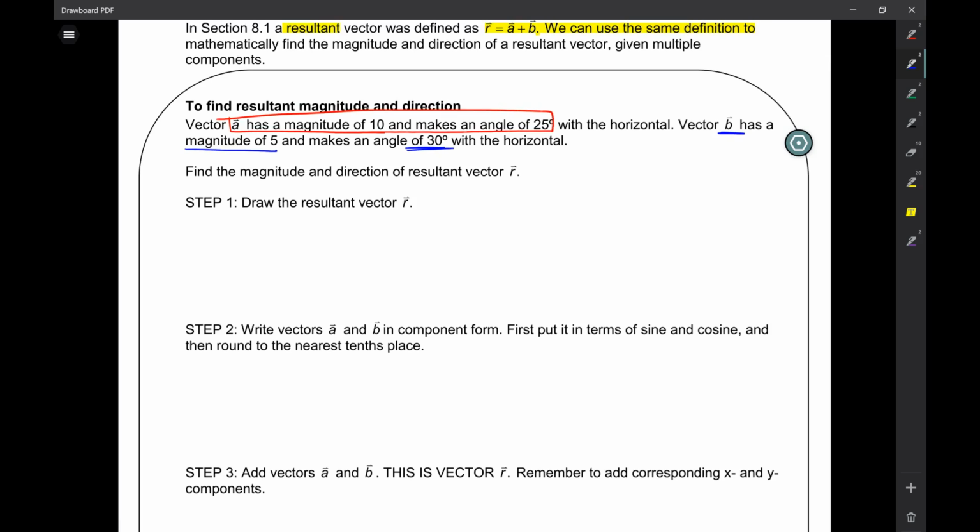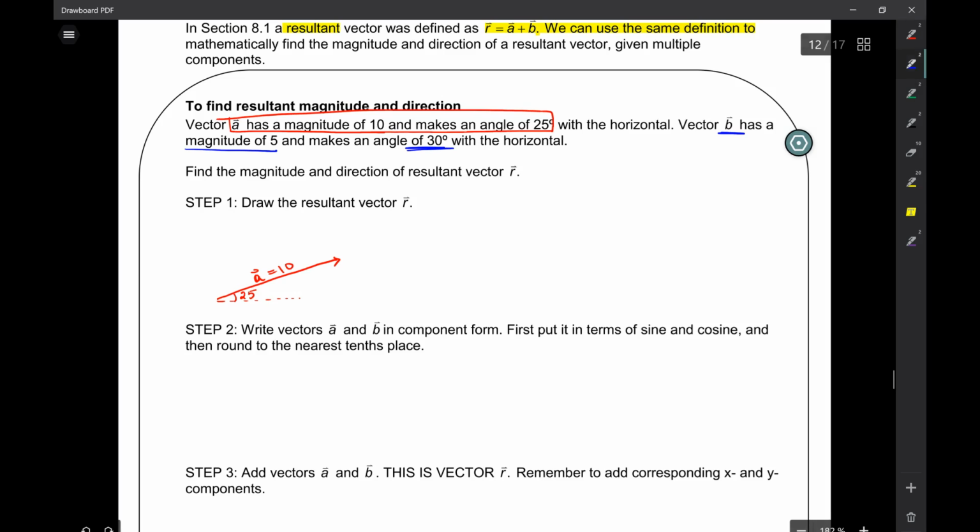Remember how we did resultant vector? It was like that handout that you did, where you were given the vectors, you put one after the other, and then you drew the resultant. That's what we're going to do. So let's draw the red vector. A has a magnitude of 10 and an angle of 25 with the horizontal. So if I draw an imaginary horizontal line, A has a magnitude of 10 and it makes an angle of 25 with the horizontal. Does that look like a good approximation, right? Okay.